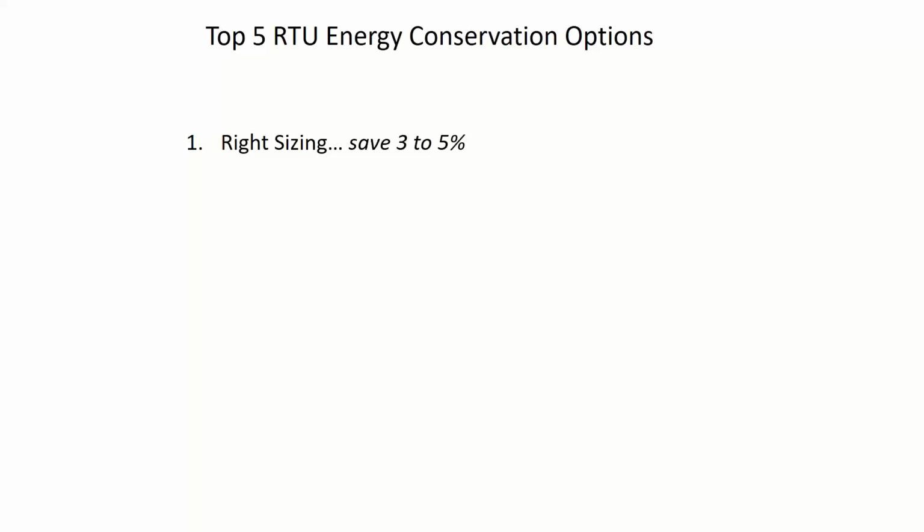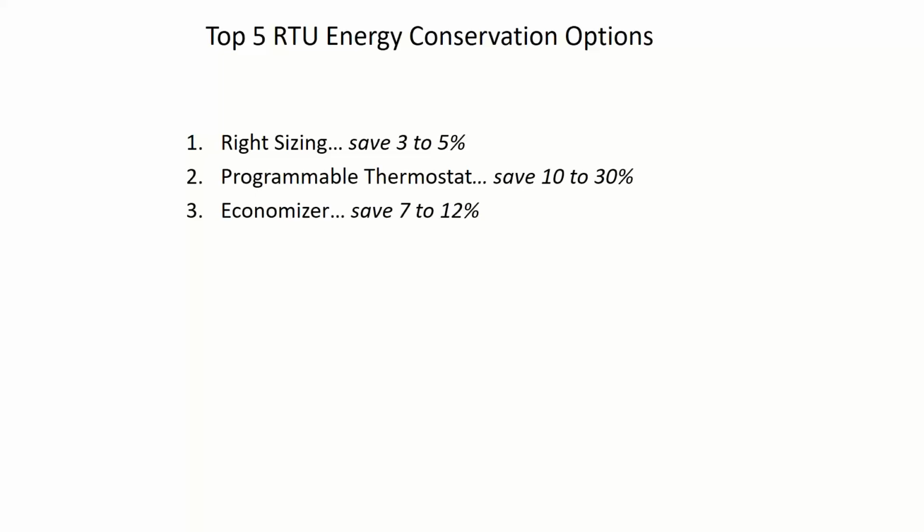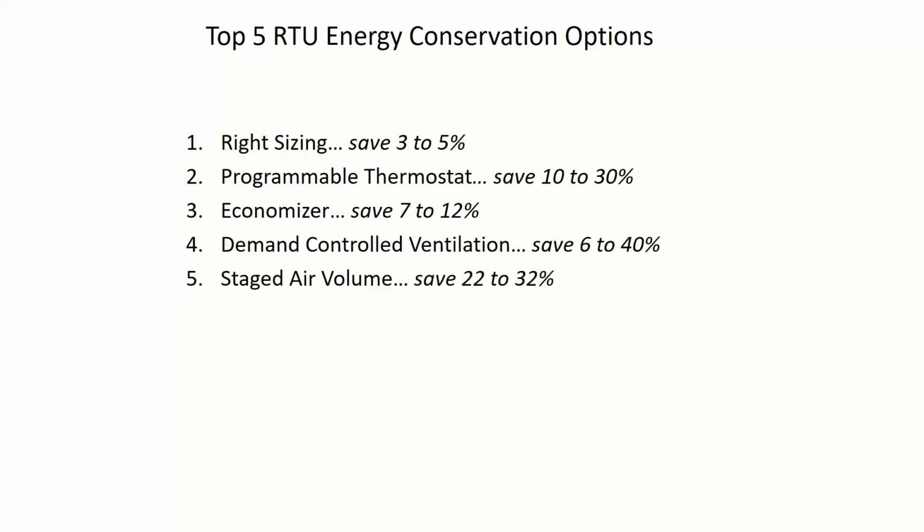So we did cover, like I mentioned, a few key important energy saving things. Right sizing, as you probably know by now, I'm a believer that almost everything in the entire HVAC world is grossly oversized, not just oversized, but grossly oversized. So getting the right size equipment does save energy. Programmable thermostats, smart stats, economizers, demand ventilation, and then the last one that we're going to focus on right now is staged air volume. So we'll dive into that right now.